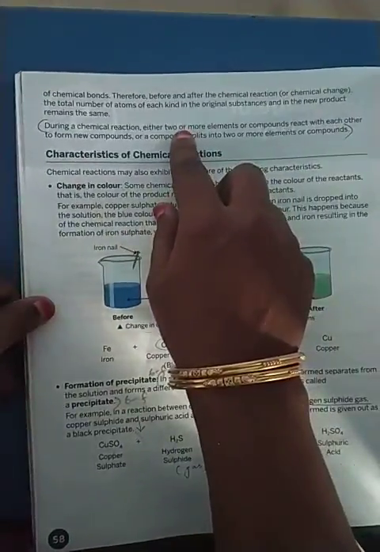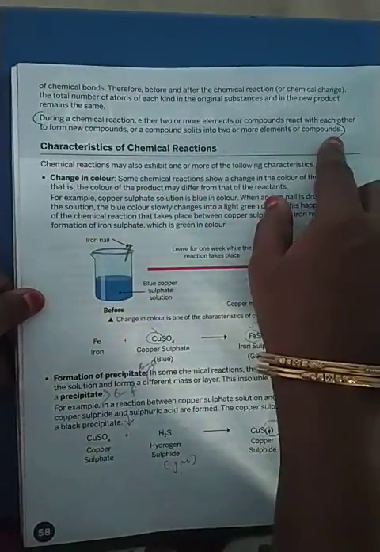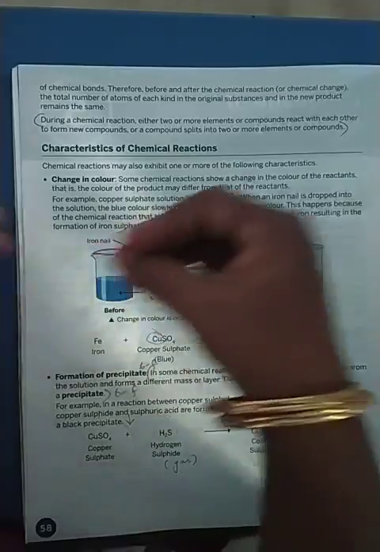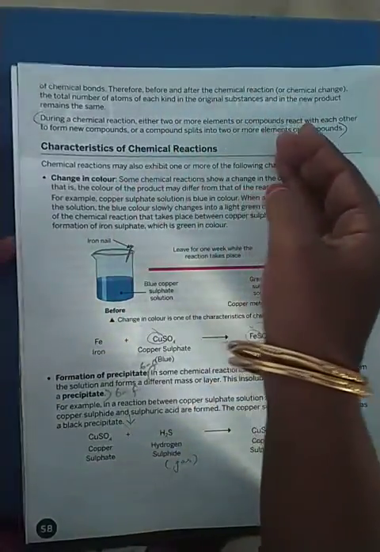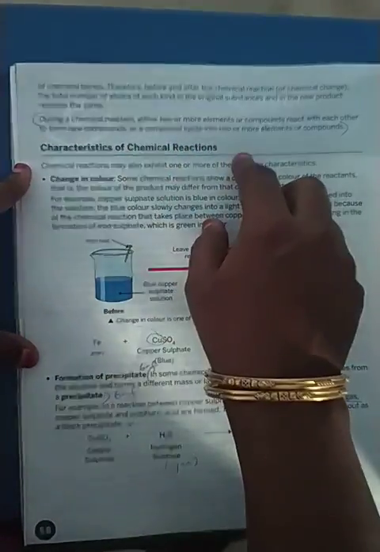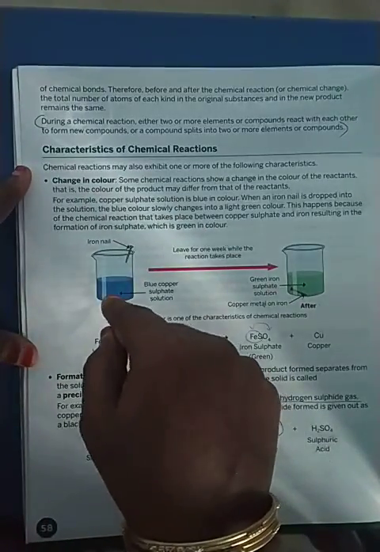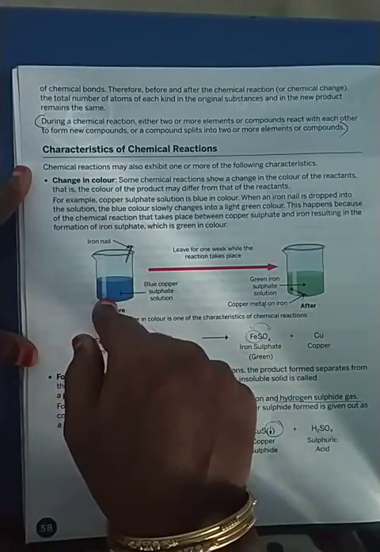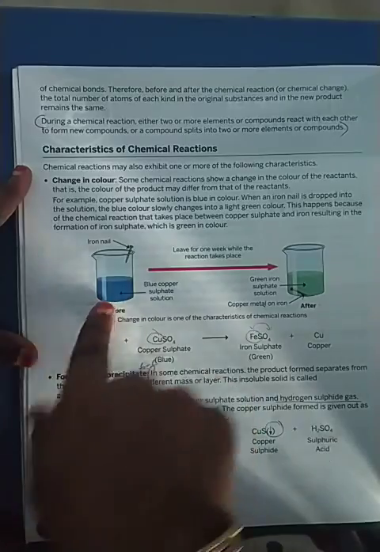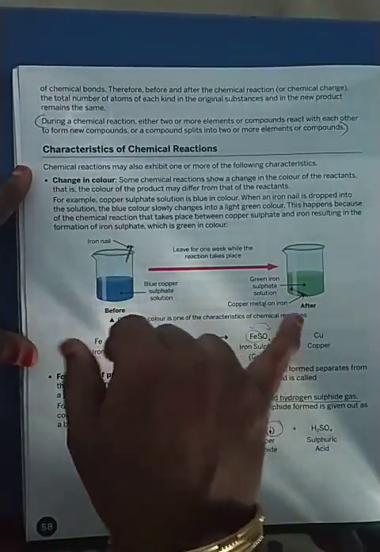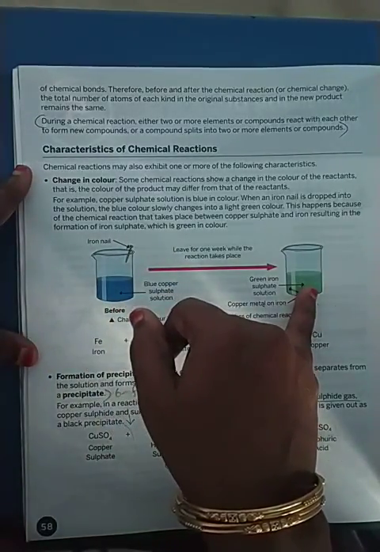Then during a chemical reaction, we can say 2 or more elements will react, and a compound can split also. It need not always only combine, it can even split. So what are the characteristics of a chemical reaction? Either it is a change in color, in the sense copper sulfate, the blue color copper sulfate, when it is added with iron pieces, okay, it will change into green color.